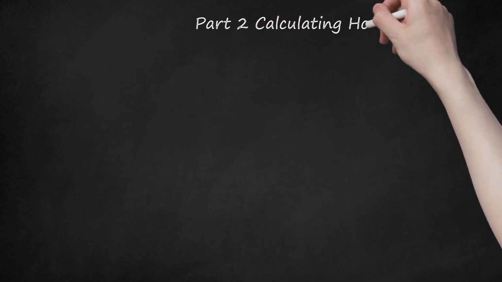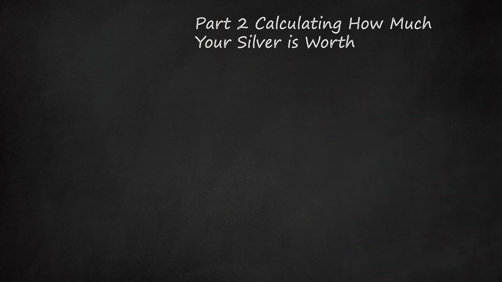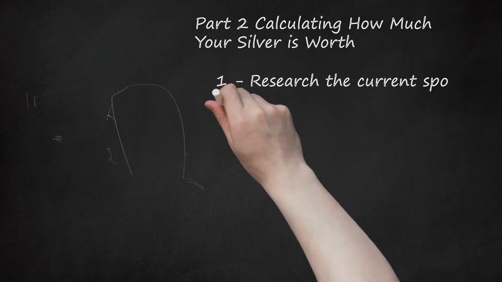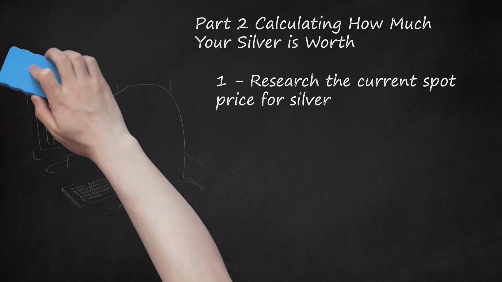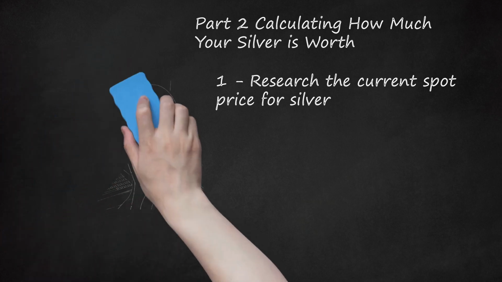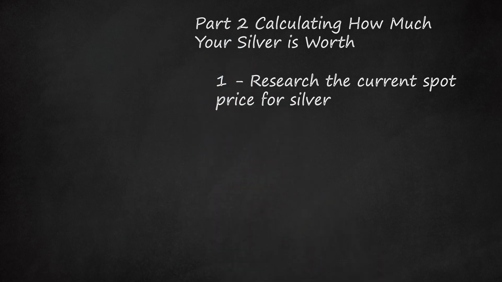Part 2. Calculating how much your silver is worth. 1. Research the current spot price for silver. The current market value of silver, often called the spot value, can be found online. Silver prices are nearly always expressed in dollars per troy ounce. NASDAQ is a reputable source for current silver prices. It also will show how the price of silver has changed over time, giving you some sense as to whether you should sell now or wait until later for a higher price.